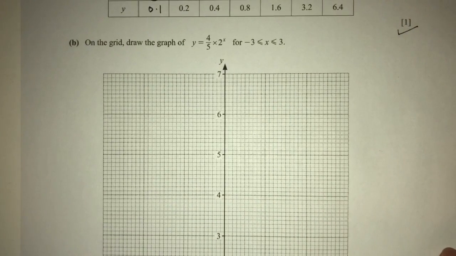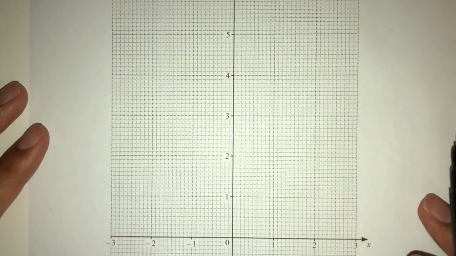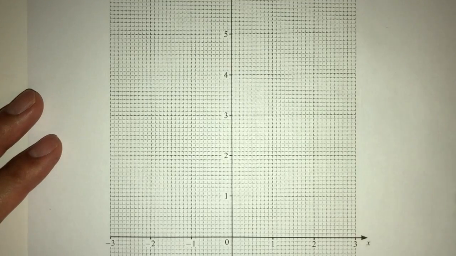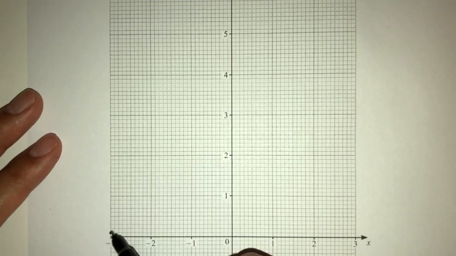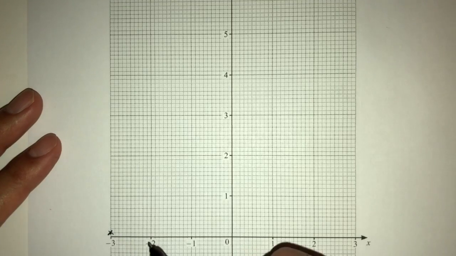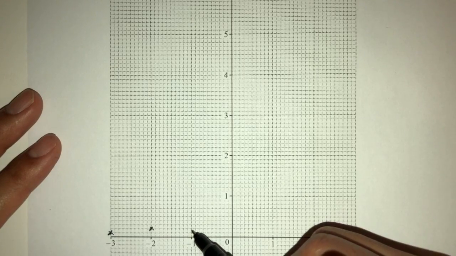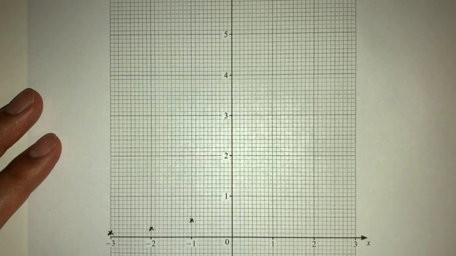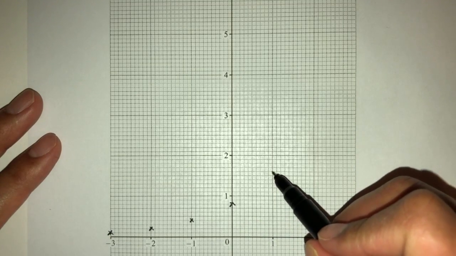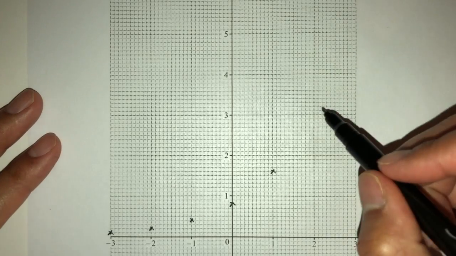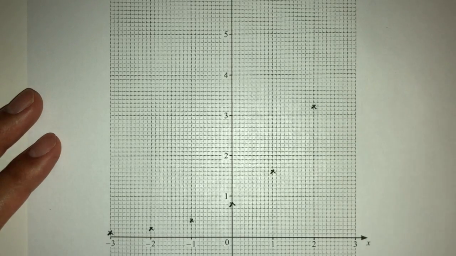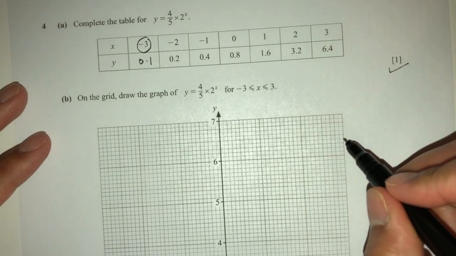Now for part 2, we have to draw the graph. So again, we have to use the points and let's mark them on the graph. The first point is minus 3, 0.1. That will be this one. Then we have minus 2, 0.2. That should be this one. Minus 1, 0.4. That will be here. And that'll be 1, 1.6. 2, 3.2. 3 will be 6.4. 6.4 will be right here.